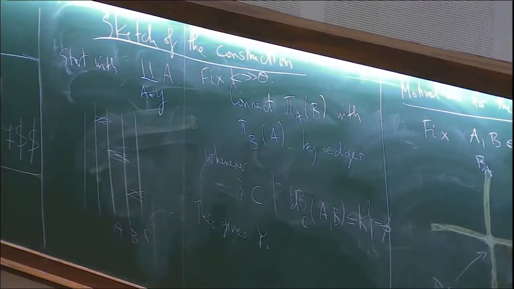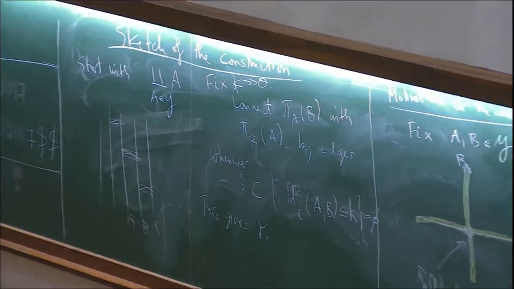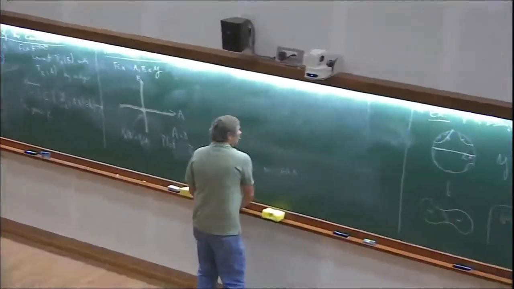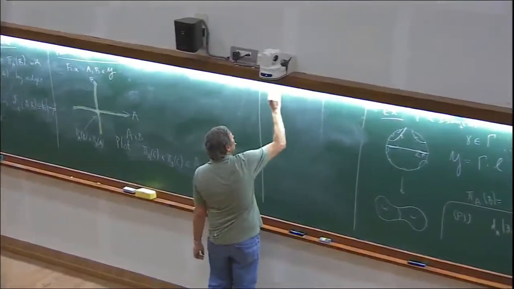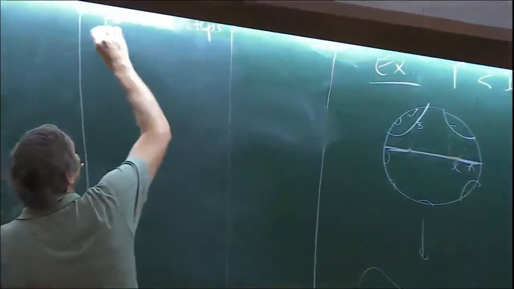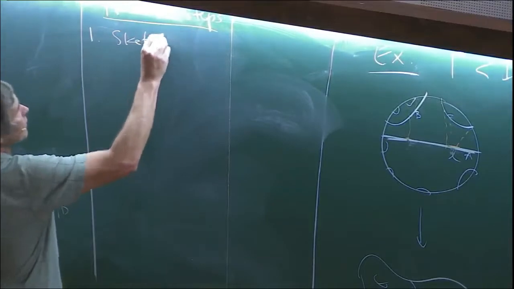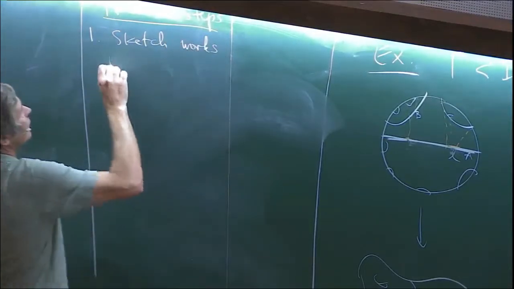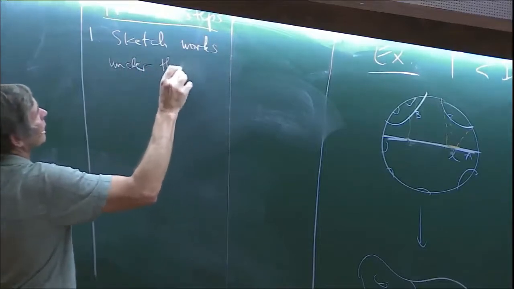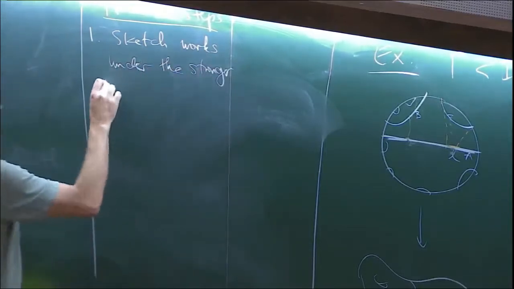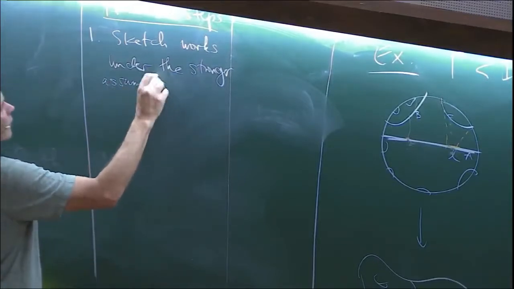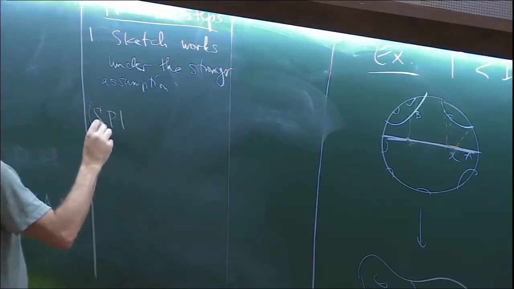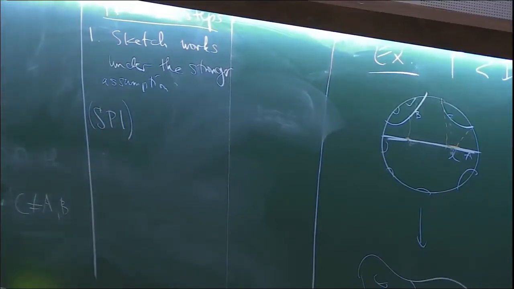Okay, so let me say there are two steps here. The proof of the theorem, or a construction, in two steps. The first step is that the sketch actually works under a stronger assumption. This is SP1, the strong projection axiom 1. The other two stay the same.